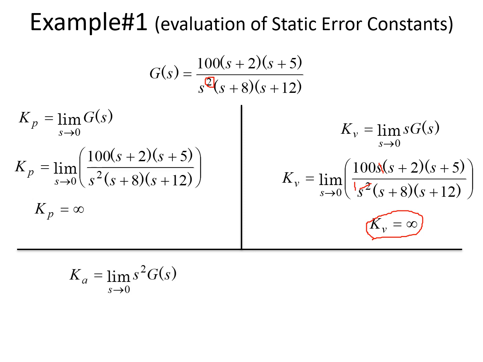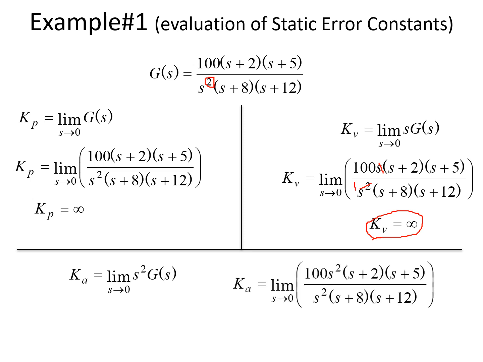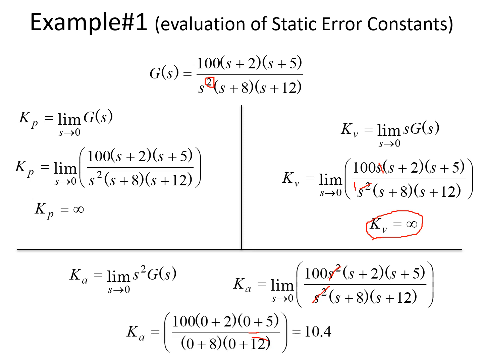Now if I consider Ka, it is equal to limit s tending to 0 of s square G(s). If I replace it, this s square and this s square get cancelled, and after that if I replace s with 0, you will get some K value. See here, this is the replacement I'm doing. Wherever you have s, I'm putting it equal to 0, so s square is cancelled, so I'm getting the Ka value as equal to 10.4. This is how we can evaluate the static error constant values, using which we have found out the error values for the system.